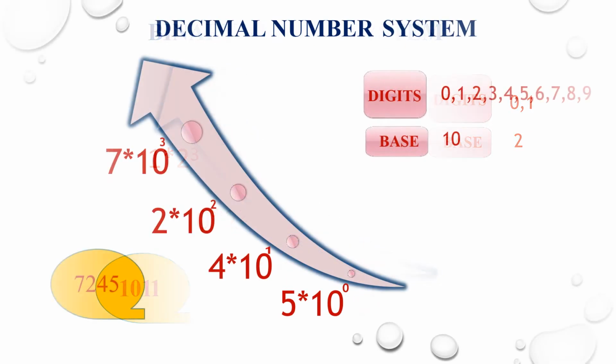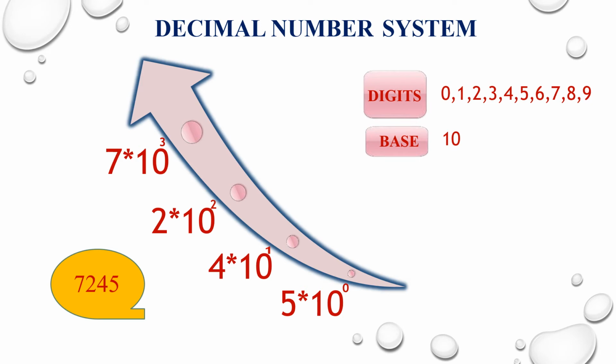Next, the decimal number system. As I told you, the digits are from 0 to 9, totally 10, so we represent the decimal base as 10. For example, consider one decimal number, 7 2 4 5. To represent it in terms of weights, we again go from LSB bit to MSB bit. So 5 into 10 power 0, 4 into 10 power 1, 2 into 10 power 2, 7 into 10 power 3. Likewise we represent weights in the decimal number system.